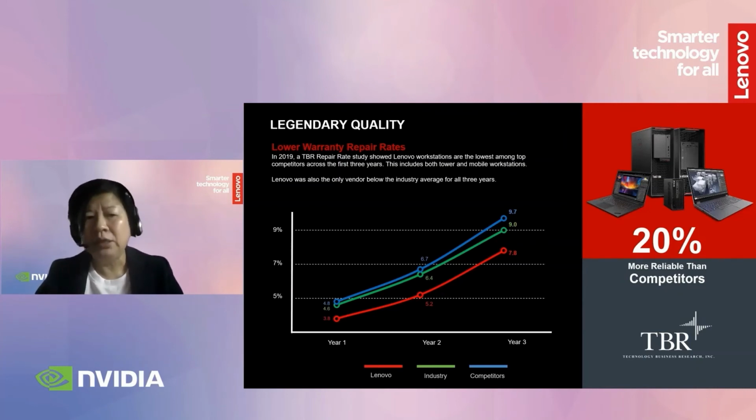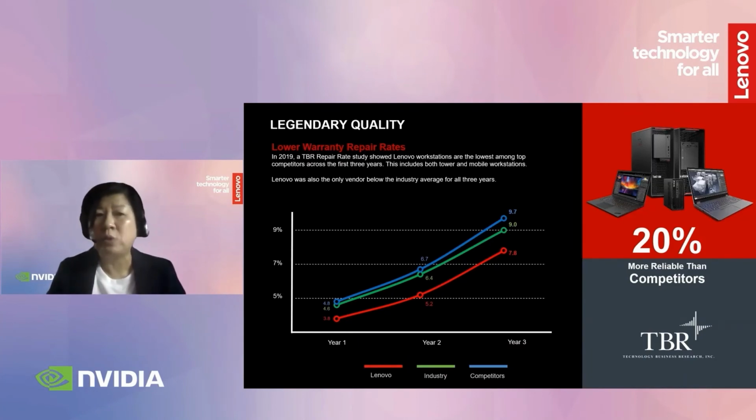They are a third party. What they did was they put Lenovo and the competitors' products together. When we say competitors, usually we view Dell and HP as competitors. Industry could be some gaming PCs and all that. They look at the repair rate after 3 years. Lenovo stands at 7.8% versus industry at 9%, and 9.7% for our competitors. So this makes us 20% more reliable as compared to our competitors.